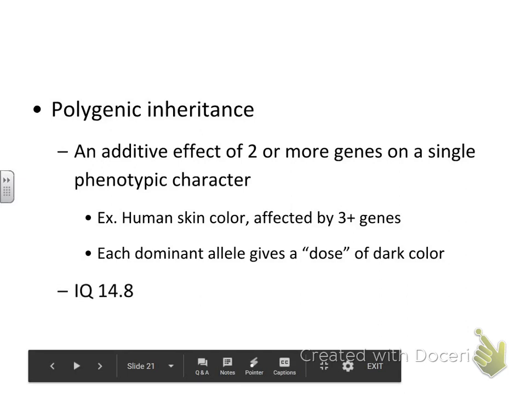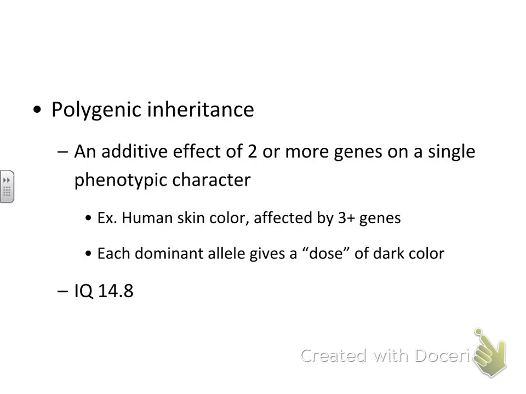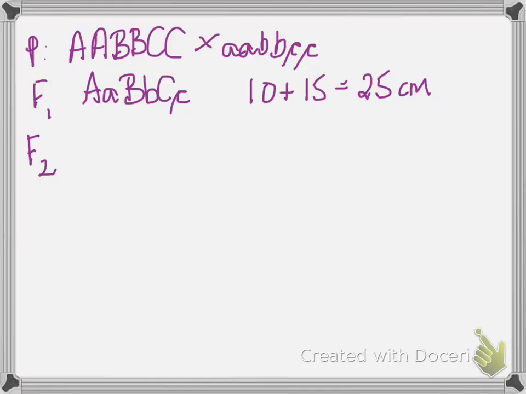All right, take a look at interactive question 14.8. Pause this and then come back and check your answers. All right, so for this problem, we're looking at the spikeweed plant, and its height is determined by multiple genes. So we've got 3 genes here involved with the height of the spikeweed plant. There's a base height of 10 centimeters, and then you add 5 centimeters to the height for each dominant allele that you have beyond the 10 centimeters.